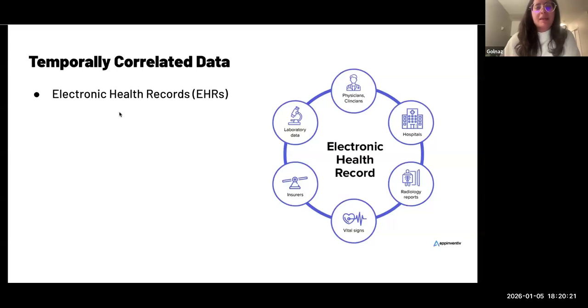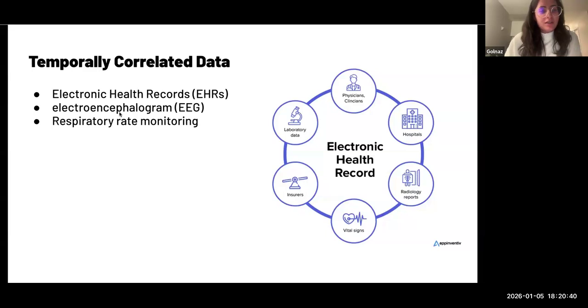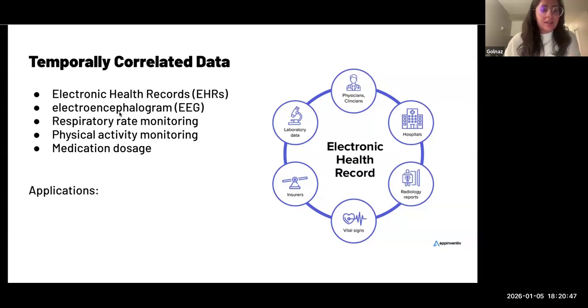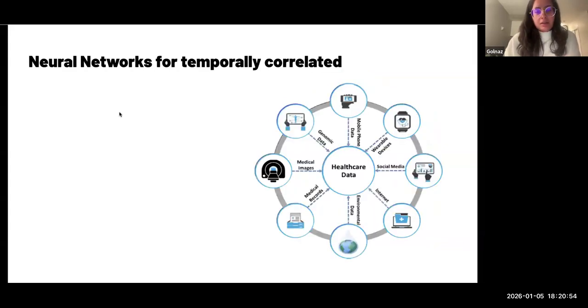Again, there are many cases where data is not just a CSV file with numbers. It can be a CSV, but what it means is that each row is not independent of the other. It's gathered through time. For example, electronic health records, EEG, respiratory rate monitoring, physical activity monitoring, blood glucose monitoring, medication dosage. And again, you want to make prediction and diagnosis tasks on these data.